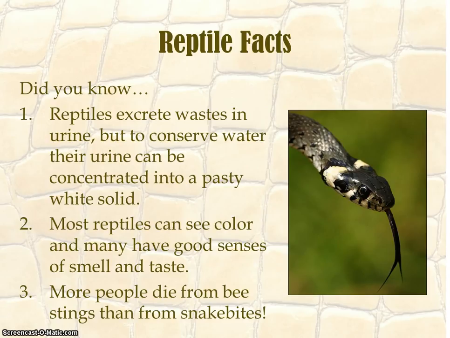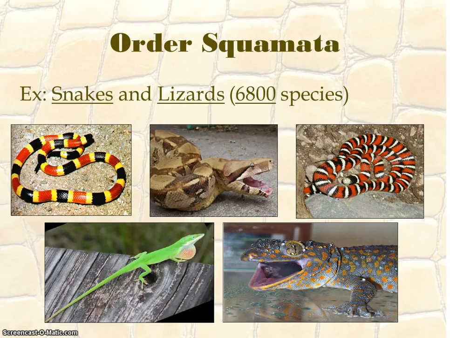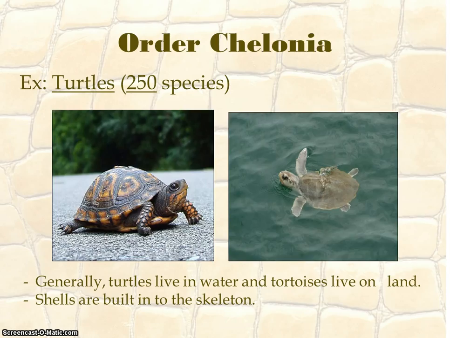Most reptiles can see color, and many have very good senses for smell and taste. Let's look at some orders of our reptiles. Our snakes and lizards fall in the Squamata order. So snakes and lizards. Your Chelonia is going to be your turtles.